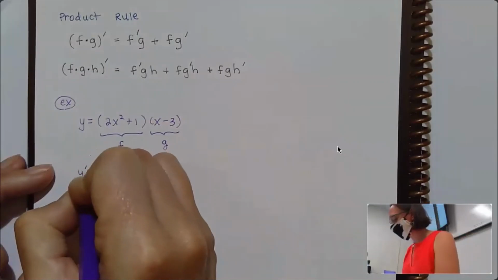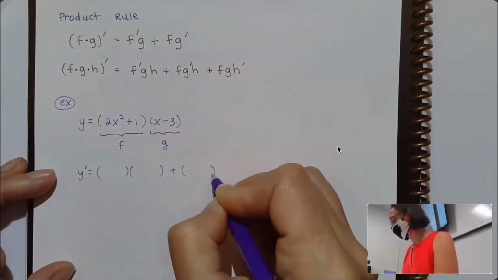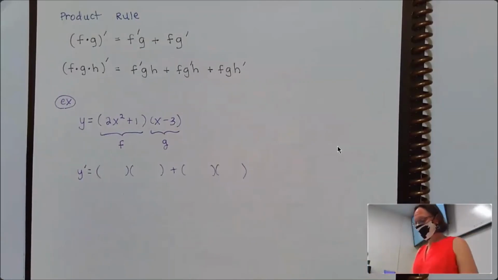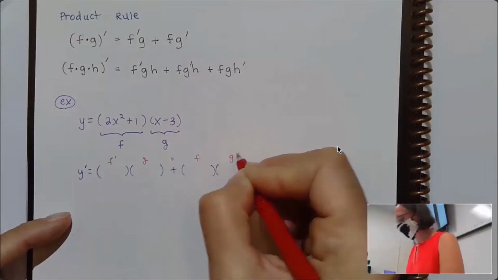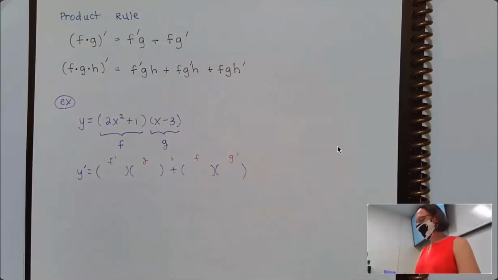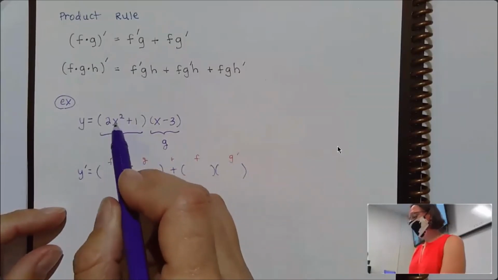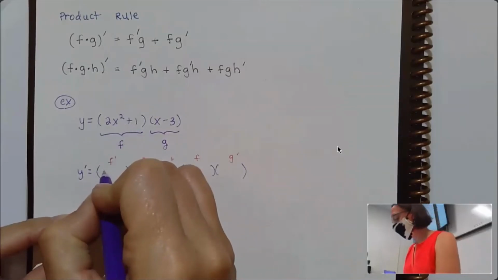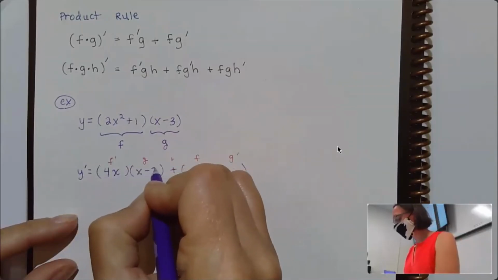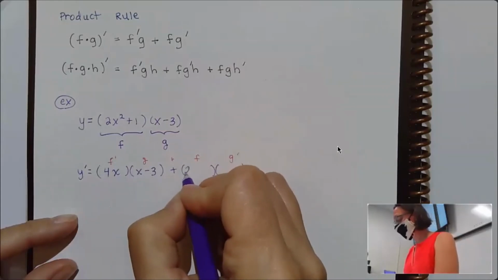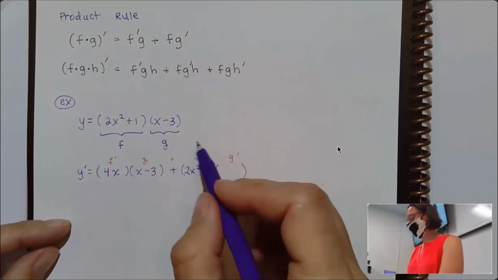So when I go to take the derivative, in terms of our product rule formula, I know I'm going to have 2 pieces multiplied together plus 2 pieces multiplied together. And I'm just going to write out the pieces of the formula. F prime times g plus f times g prime. And then I'm going to fill in each part. F prime means take the derivative of this piece. Well, 2x squared plus 1, if I take that derivative, I get 4x plus 0. And then we leave g alone. And then we leave f alone. And then we multiply by the derivative of g. And the derivative of x minus 3 is 1.